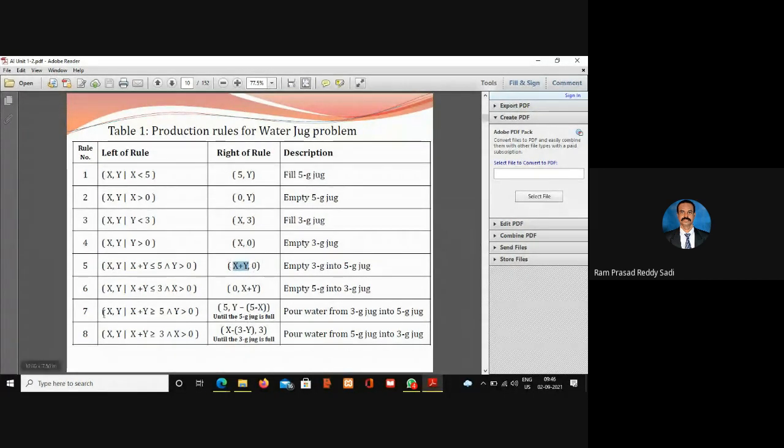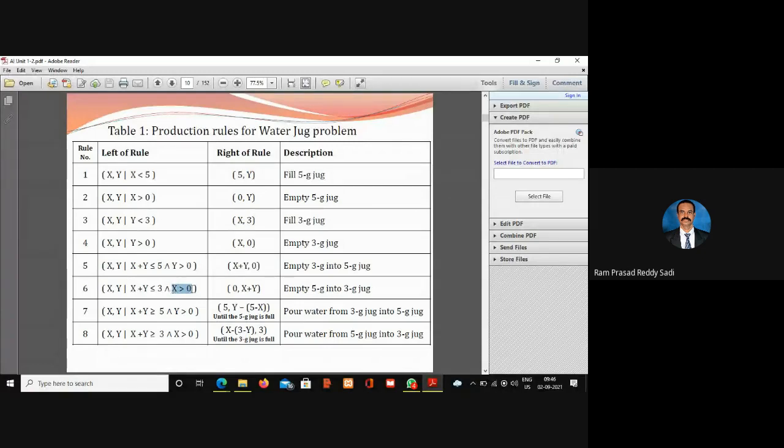Similarly, see this one. That is from this side to that side, from the first jug to the second jug. X comma y, x plus y less than or equal to 3 and x greater than 0. That means you are trying to pour the water from the 5-gallon jug to the 3-gallon jug. So what will be the condition? There is some water available in the first jug, and you are pouring it into the second jug. So x plus y less than or equal to 3 and x greater than 0, there should be some water available.